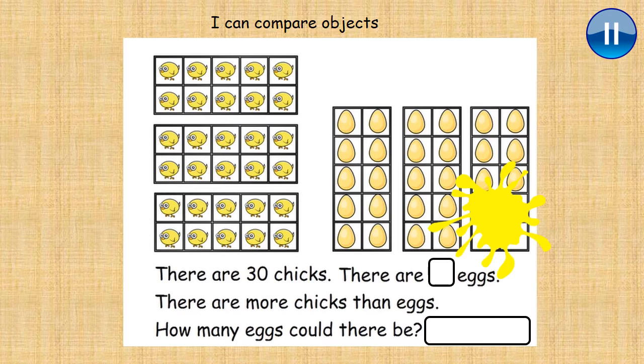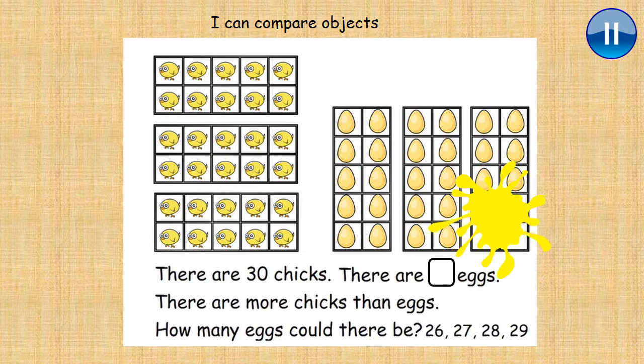That means I'm looking for a number smaller than 30. I can already see 26 eggs. Are there any other numbers it could be? Pause the video whilst you discuss your ideas with a partner. That's right. There could be 26, 27, 28 or 29 eggs.